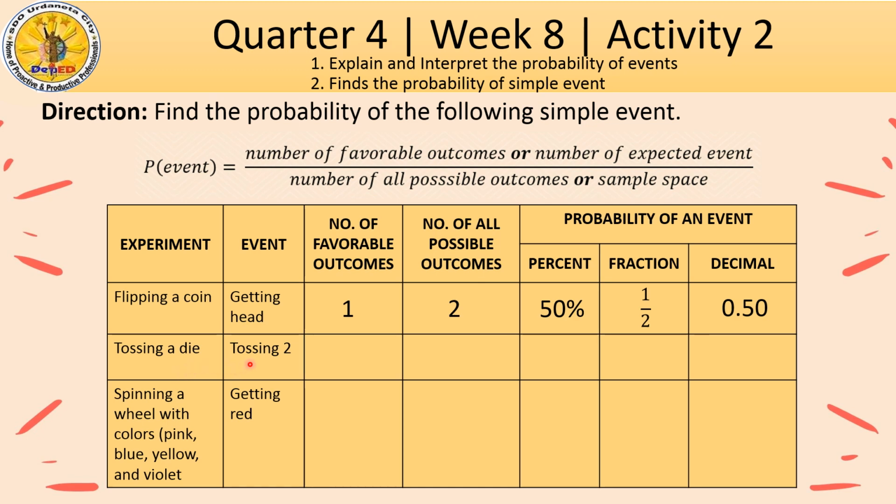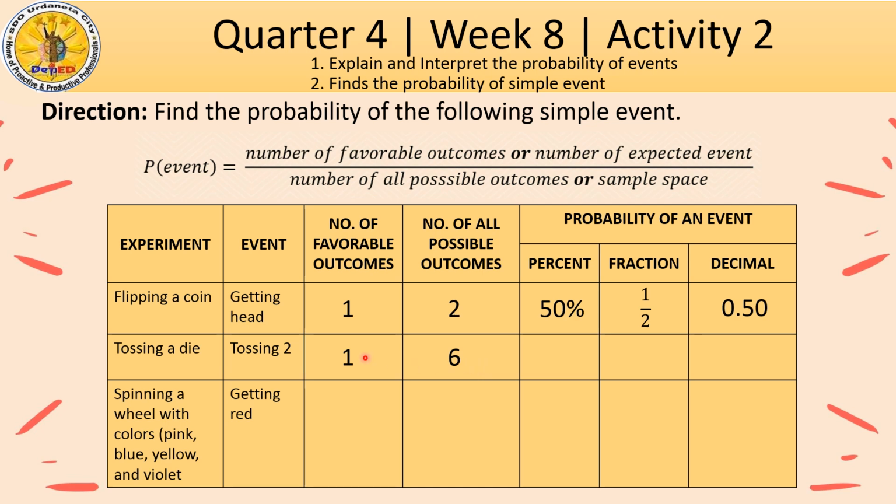Now, let's have the second experiment, that is tossing a die. So, what is the number of favorable outcomes in tossing a die and getting or tossing 2? So, how many 2 are there in a die? Okay, there is only 1 2 in a die. And for the number of all possible outcomes, ilan ang pwedeng lumabas kapag hinagis natin ang isang die? Tama, 6. So we have 1, 2, 3, 4, 5, and 6. So that is all 6 possible outcomes.